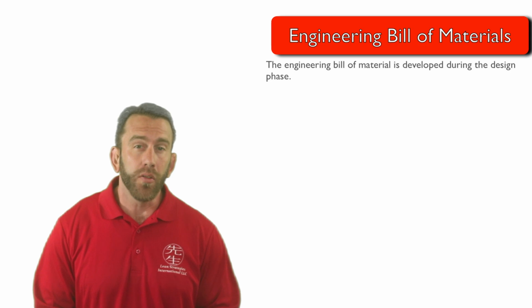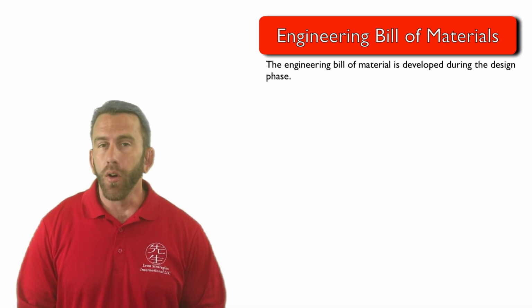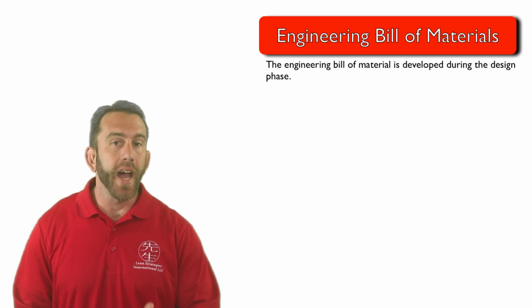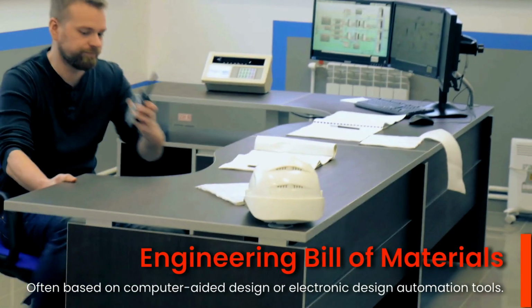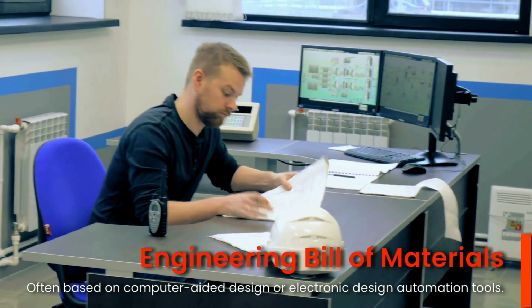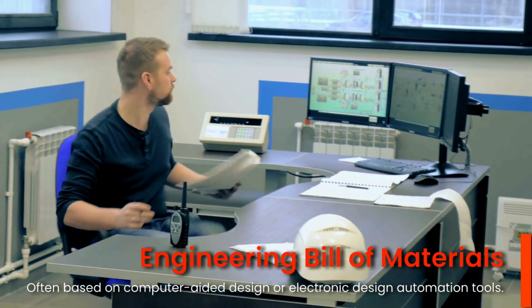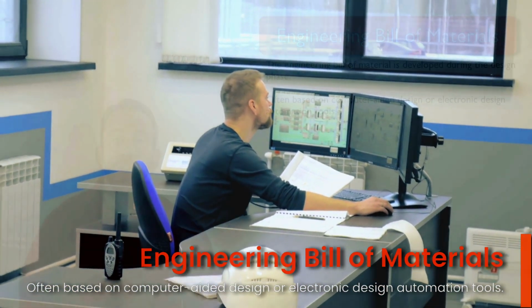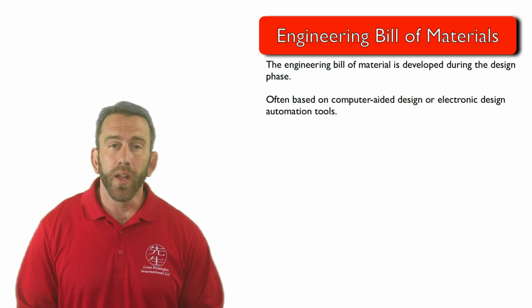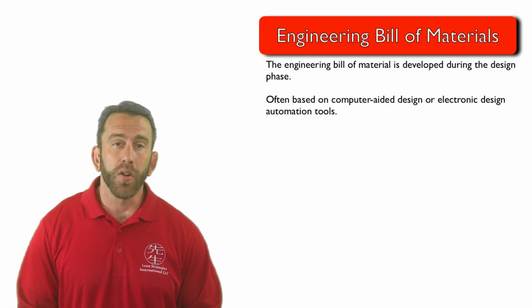In this module, we'll be discussing an essential aspect of engineering and manufacturing processes, the engineering bill of materials. The engineering bill of materials is developed during the design phase of a product life cycle. These engineering bills of materials are often based on computer-aided design or electronic design automation tools. There are usually a few different components in an engineering bill of materials.